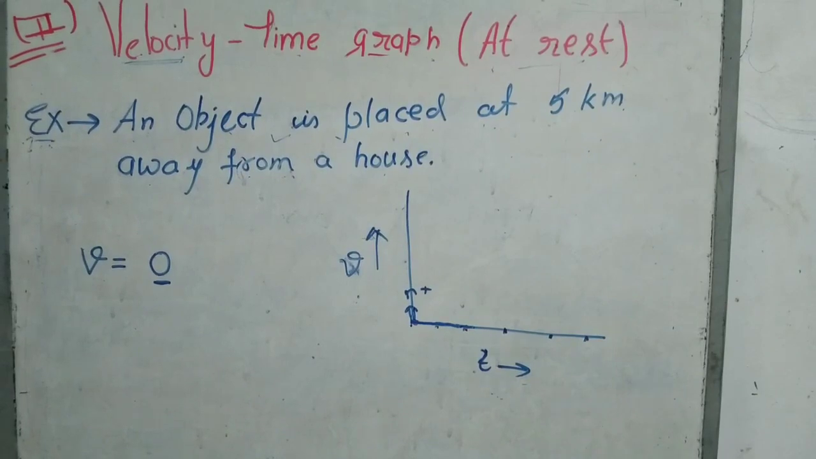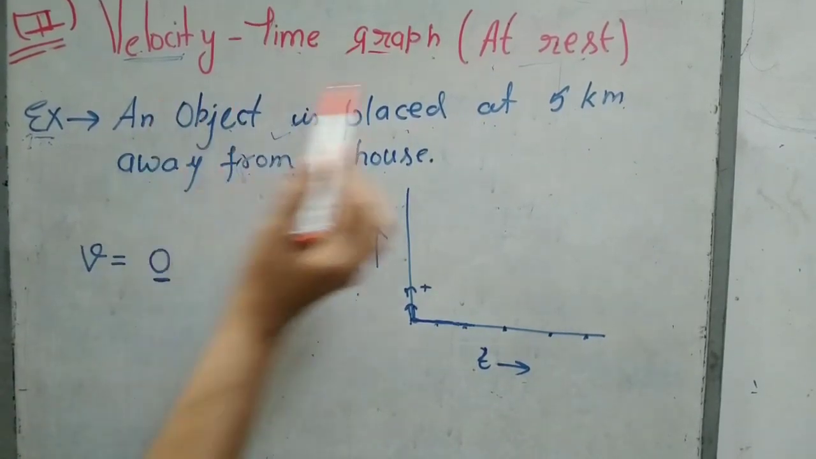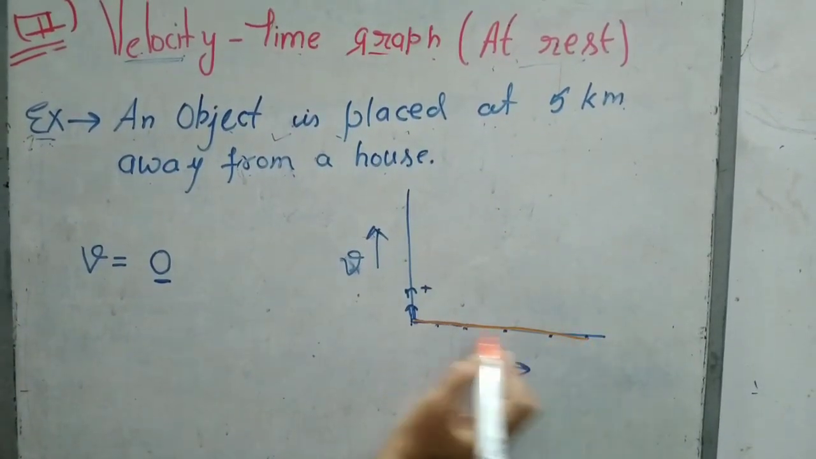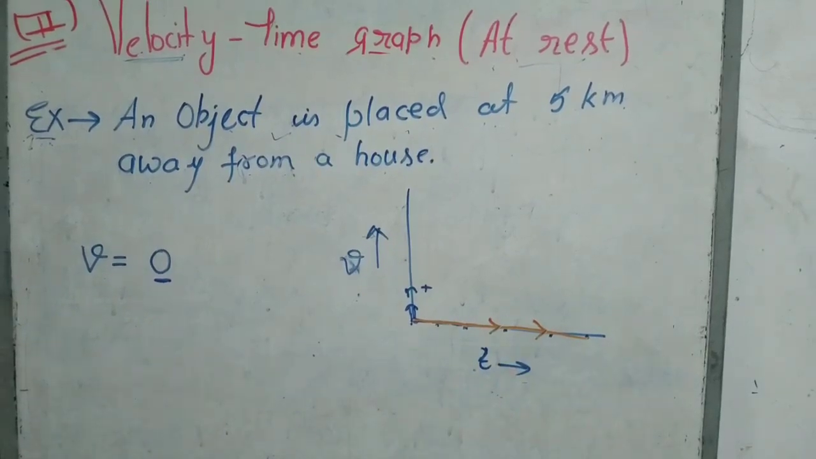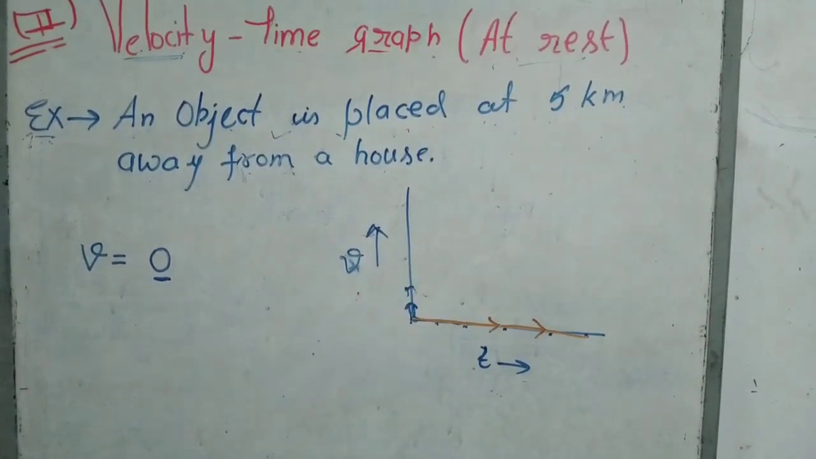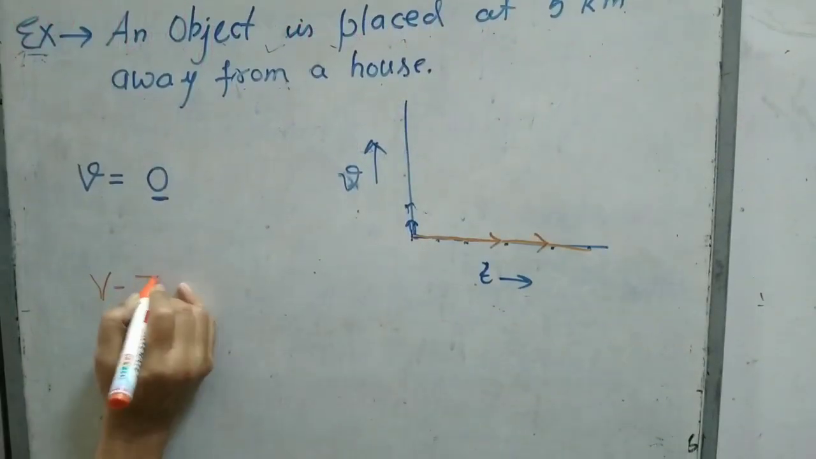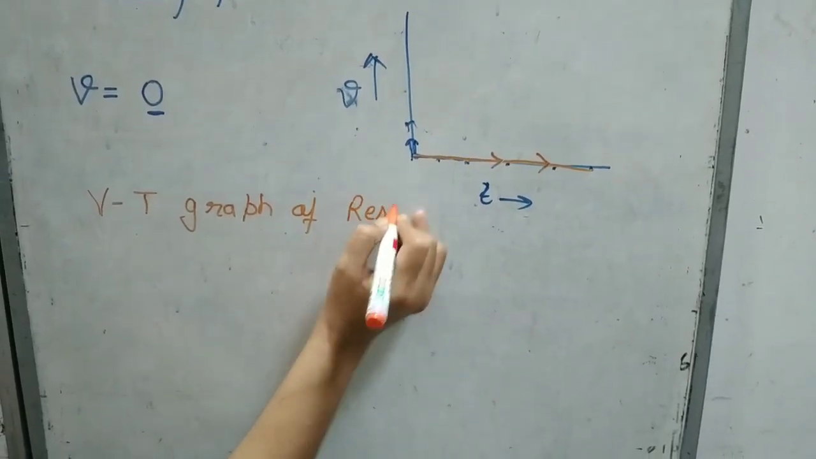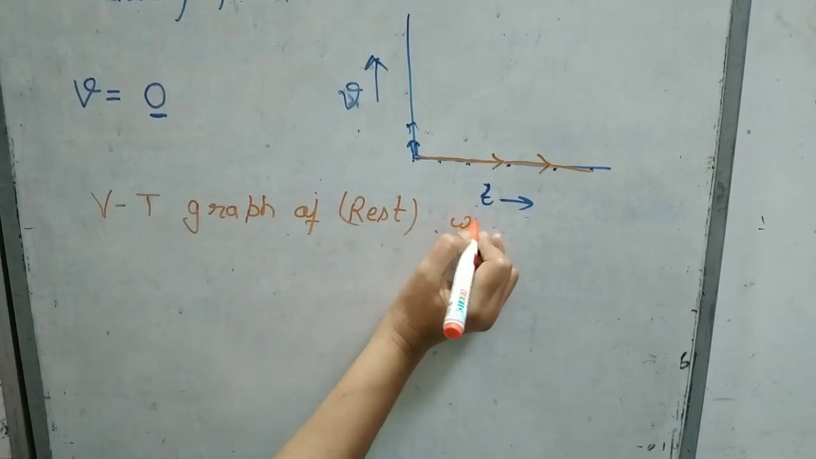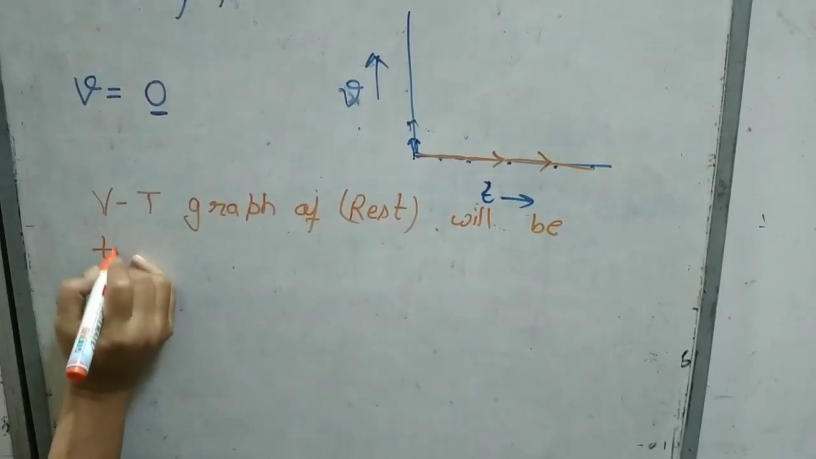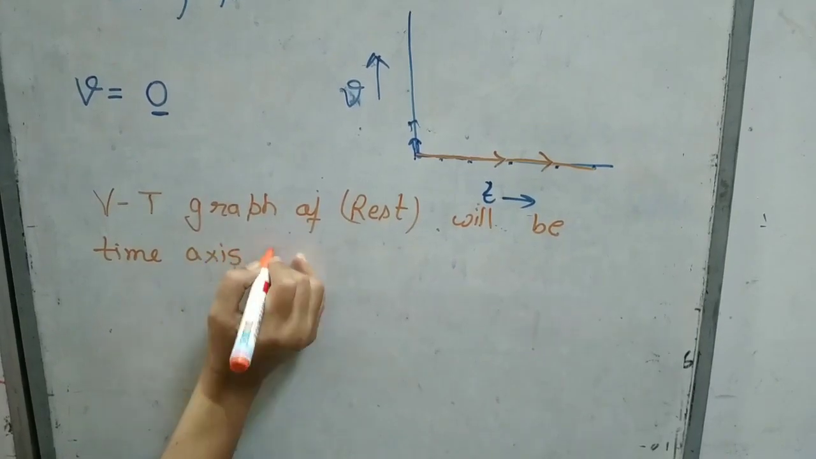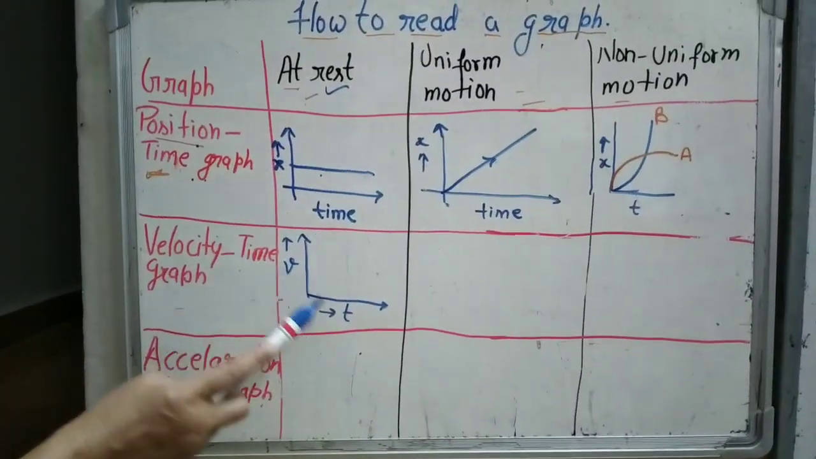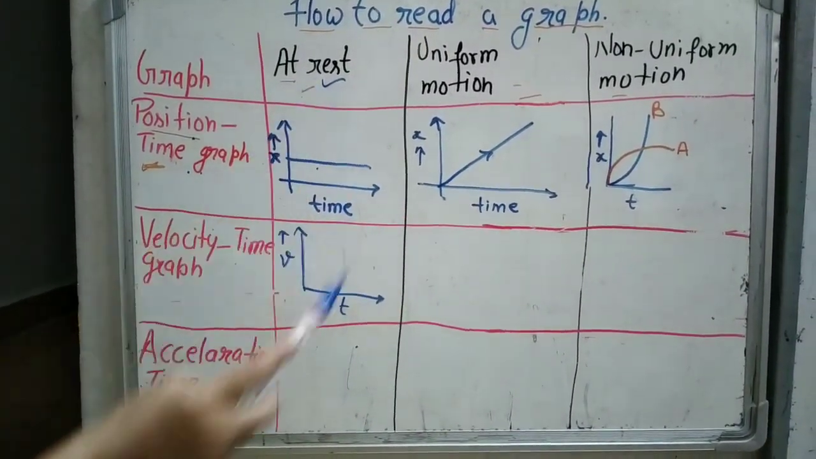So what will be the velocity time graph of a rest object? That means it will be the time axis itself. Am I correct? So there is no change in the velocity time graph. The VT graph of a rest or stationary object will be the time axis itself. This will be the representation of the velocity time graph when the object is at rest.